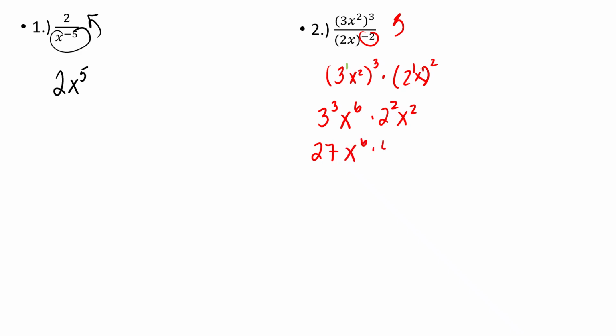2 squared is 4. And I don't know why I put a different times sign in there, but there you go. And so we need to do 27 times 4, which is 108. Love that number. And then x to the 6th times x squared is x to the 6th plus 2, which is 8.